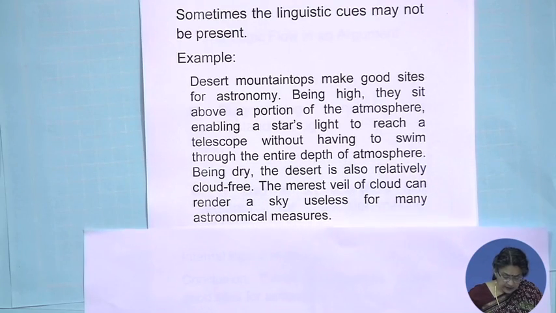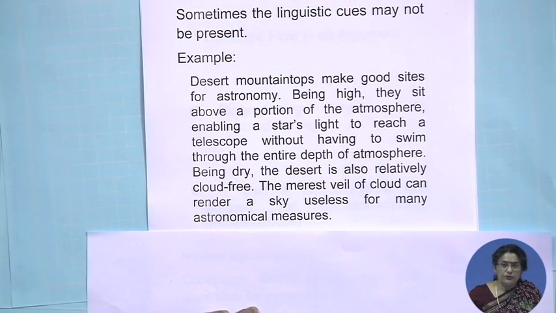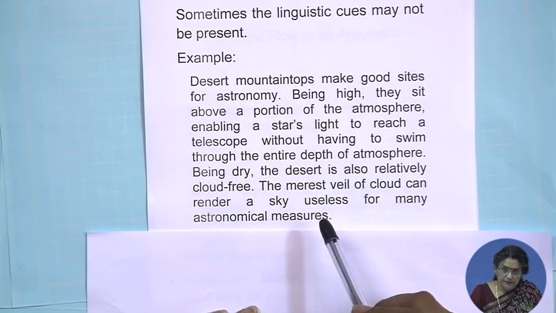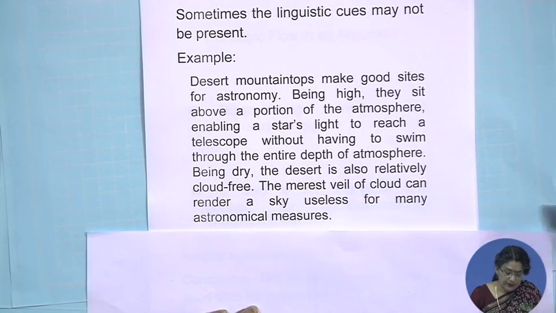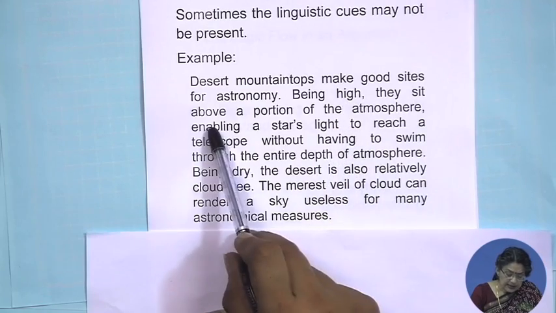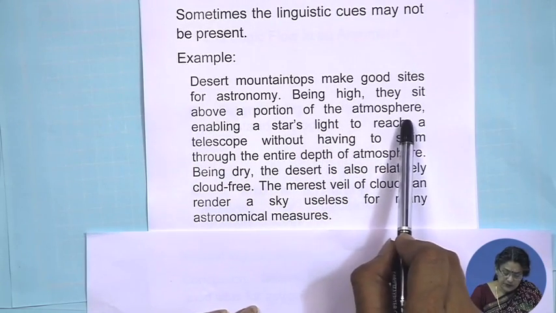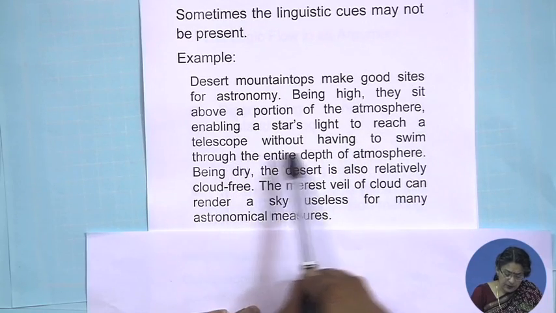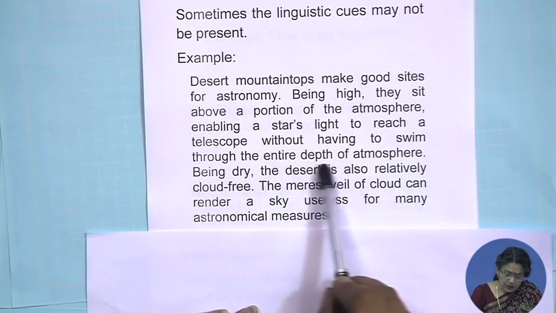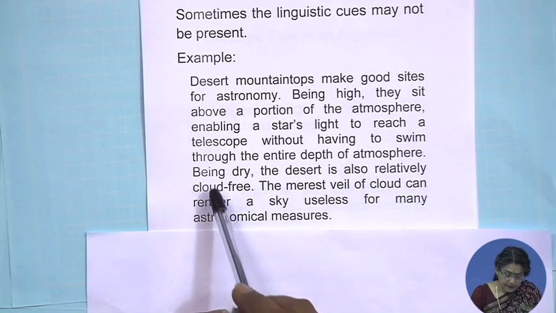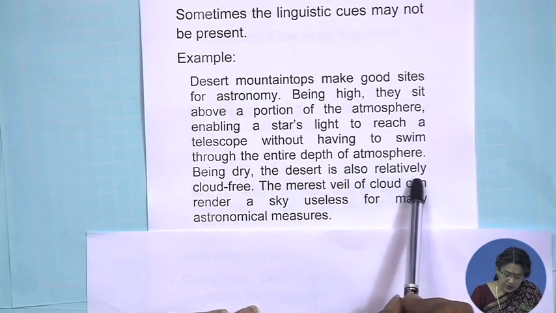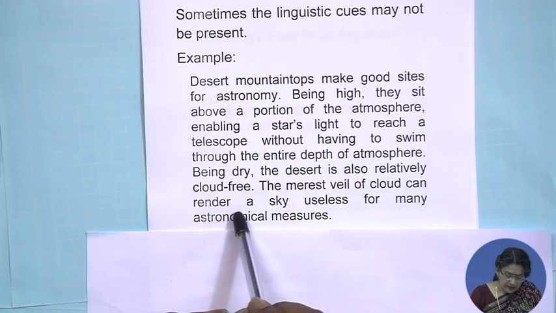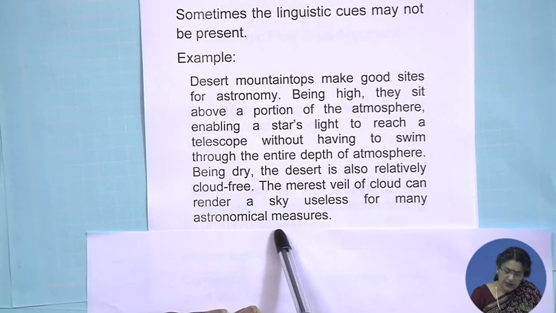Here is a passage, and the passage looks a little long, so I will read it out with you. Desert mountain tops make good sites for astronomy. Being high, they sit above a portion of the atmosphere, enabling a star's light to reach a telescope without having to swim through the entire depth of atmosphere. Being dry, the desert is also relatively cloud free. The merest veil of cloud can render a sky useless for many astronomical measures.